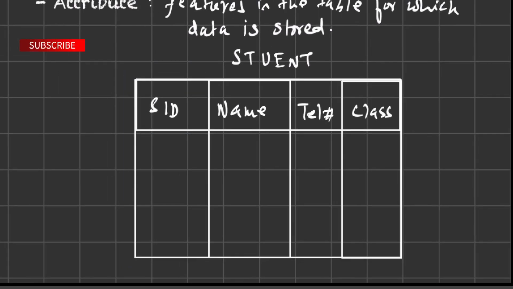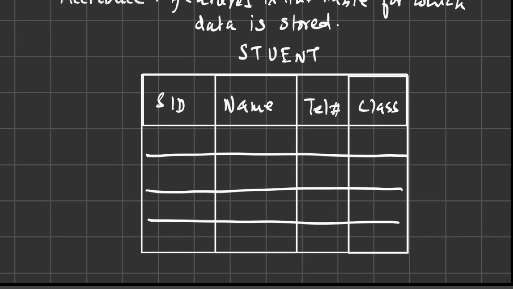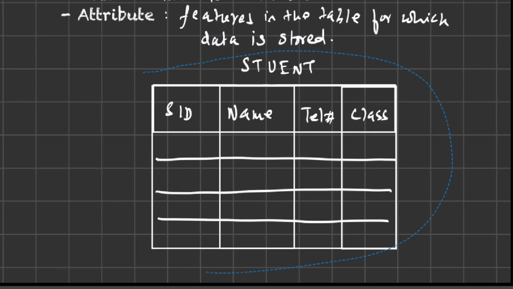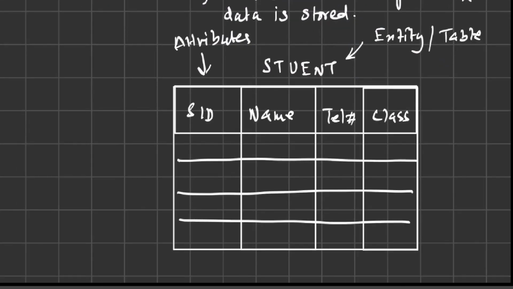So in this table, this is the data. Now these fields, these are the fields, attributes. All right. So this table is an entity, or this can be the, well, these fields.